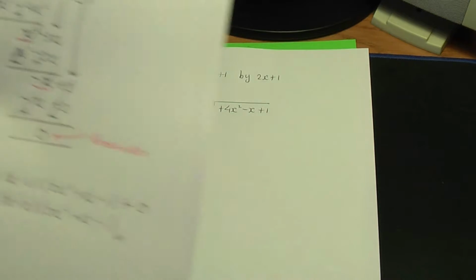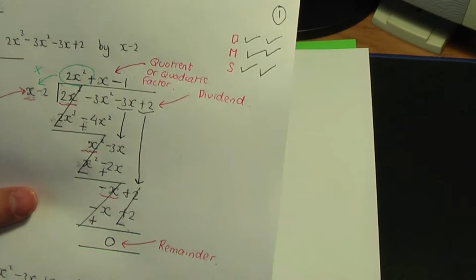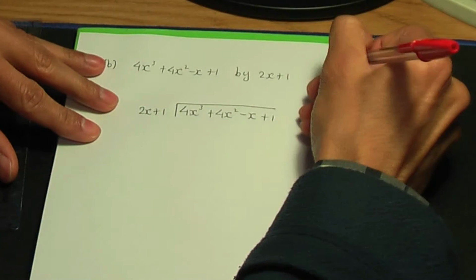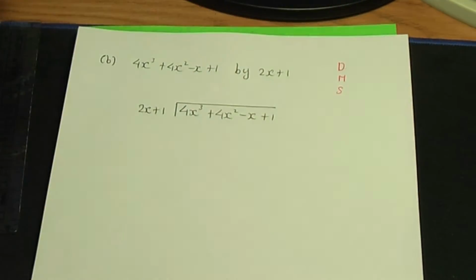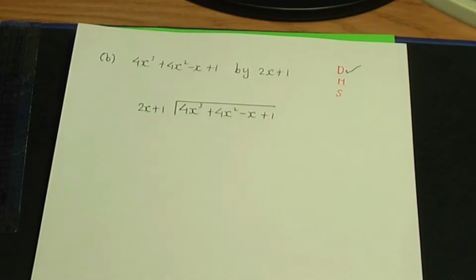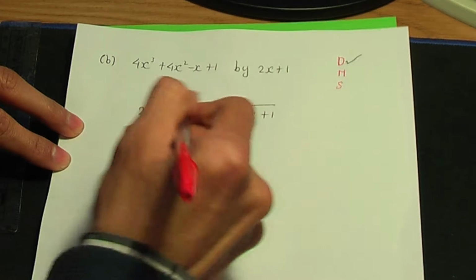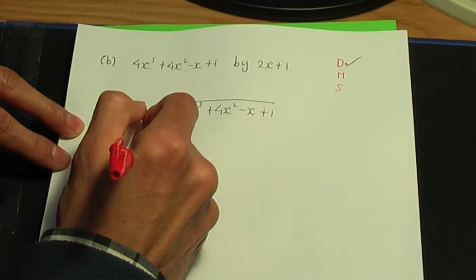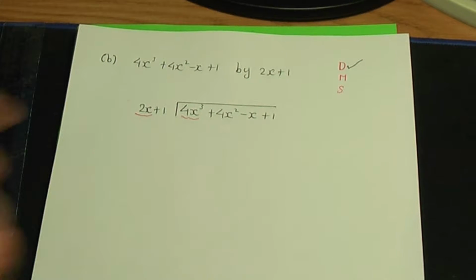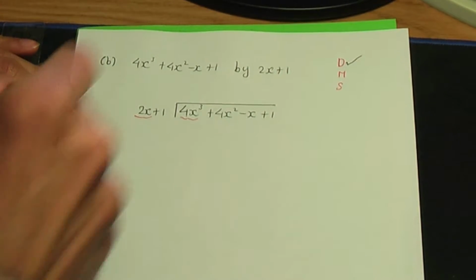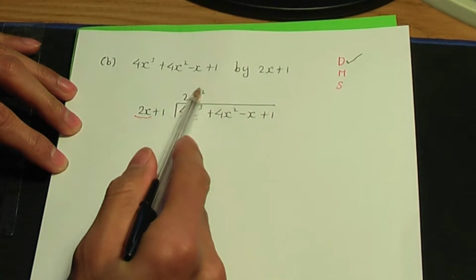In part A, the order of operations is DMS: divide, multiply, subtract. Okay, so let me use a red pen. So here is the order of operations, DMS. Okay, so first it's D. So first we need to divide, and we're dividing the first term, or the highest power term in your dividend, which is 4x cubed, by the highest power term in your divisor, which is 2x. Okay, so in this case 4x cubed divided by 2x is 2x squared. So write down the outcome of division on the top.